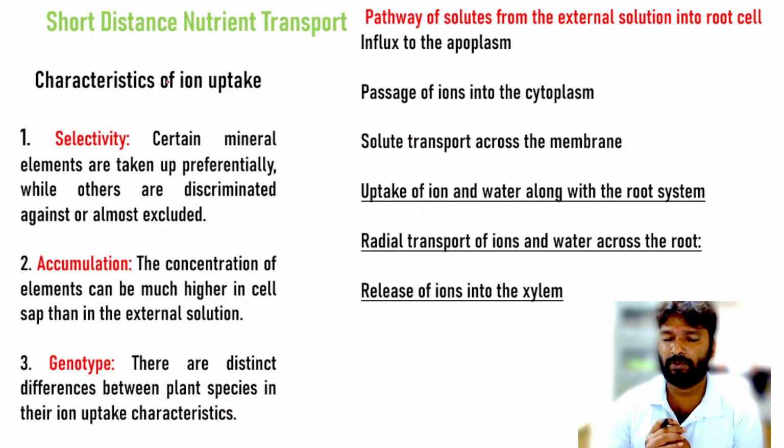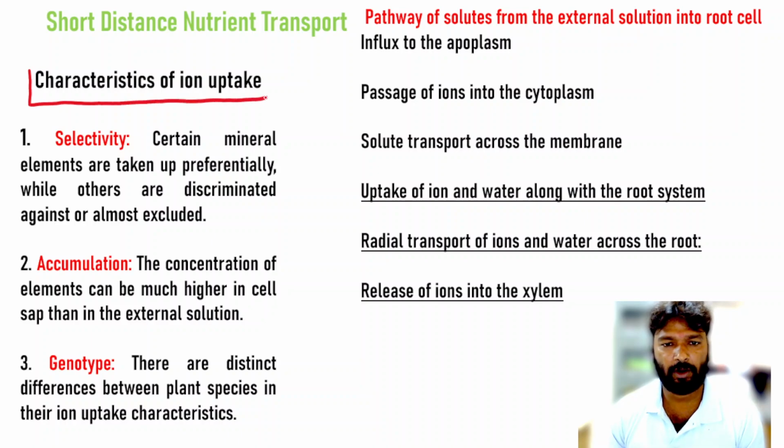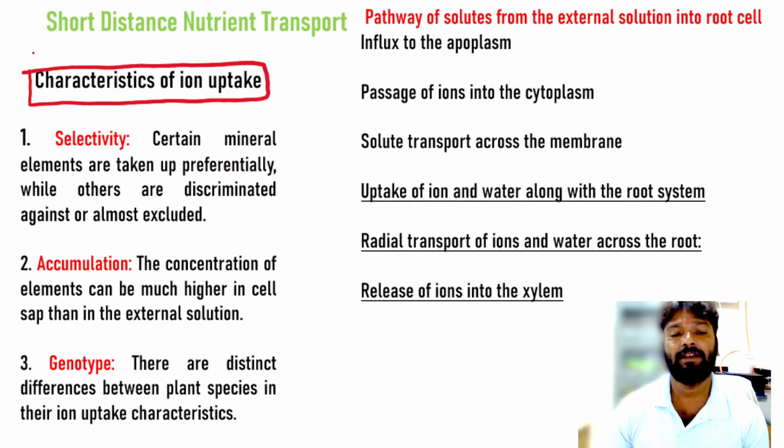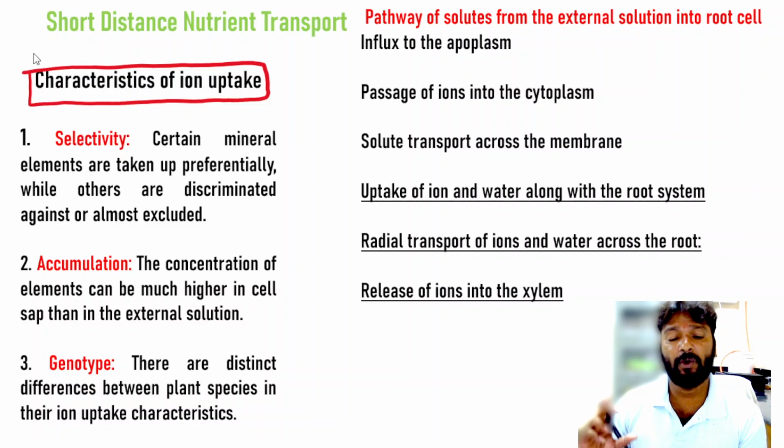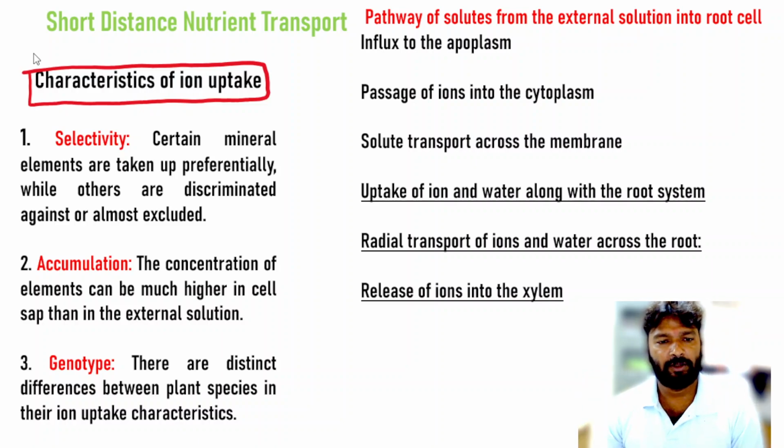So let's start. Before going to short distance nutrient transport, we have to understand some special characteristics of ion uptake. So what are the characteristics of ion uptake? There are three important characteristics. One is selectivity, second is accumulation, and third is genotypes. So the first point is selectivity.